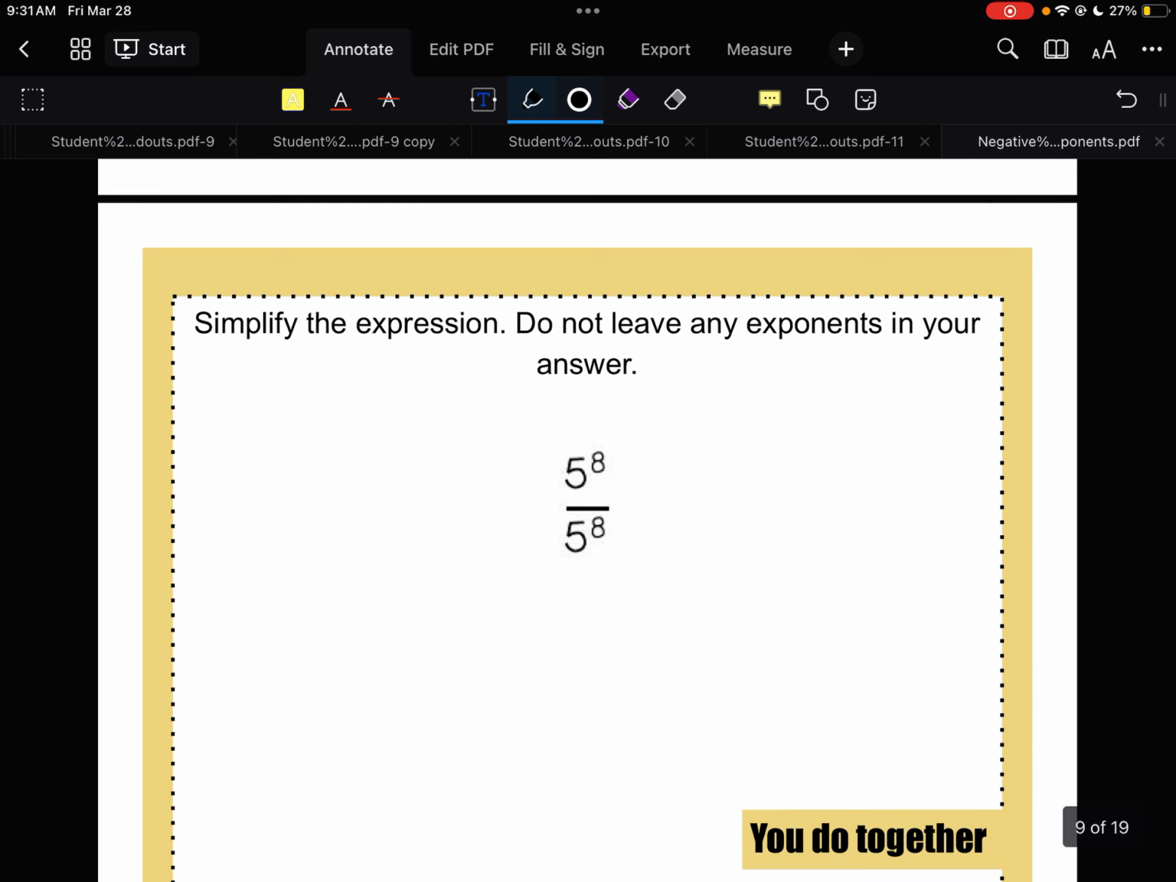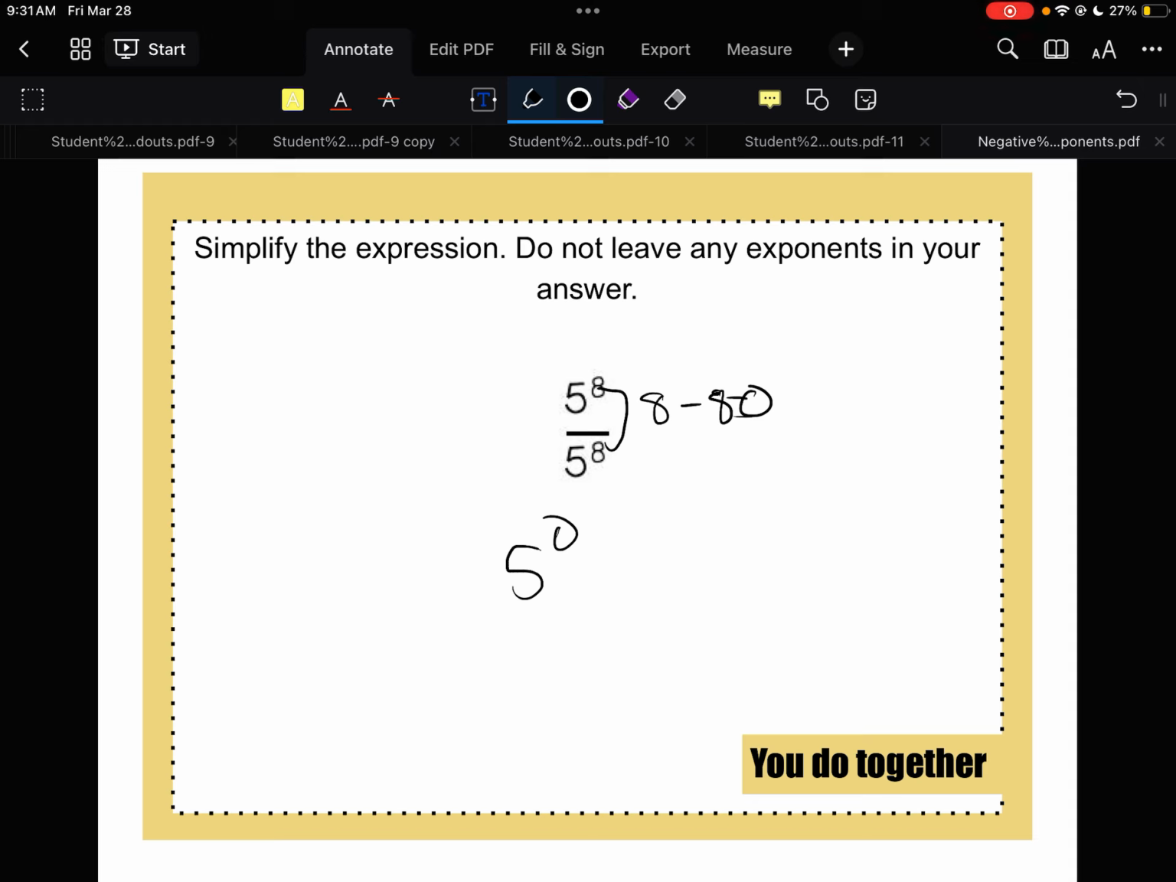And then go ahead and pause. Remember that 8 minus 8 is 0. And then what would be 5 to the 0 power? I want to see your actual answer, do not leave any exponents in your answer. So I'm going to be checking to see if you left this with the exponent or if you finished the problem on your own.